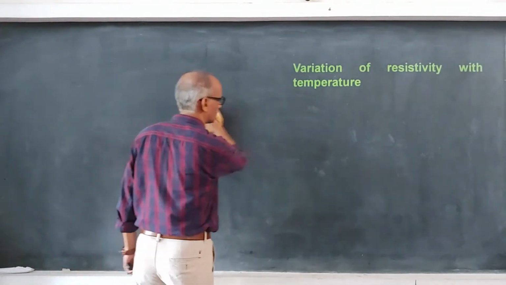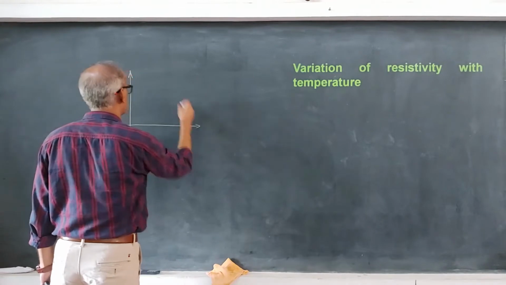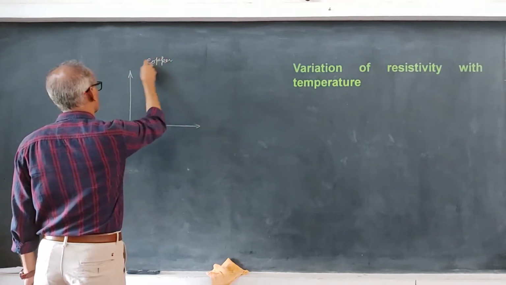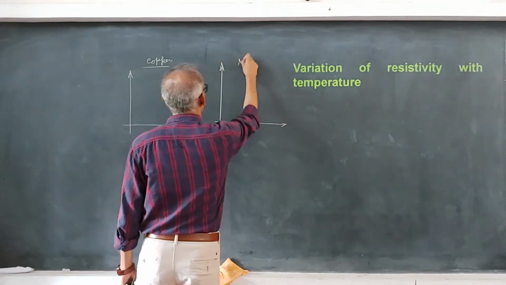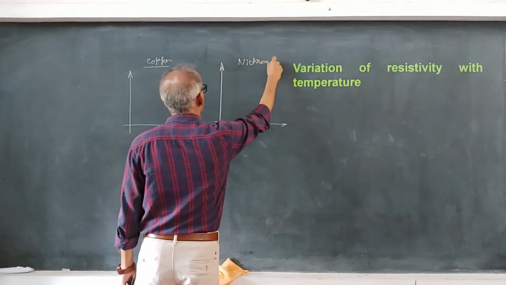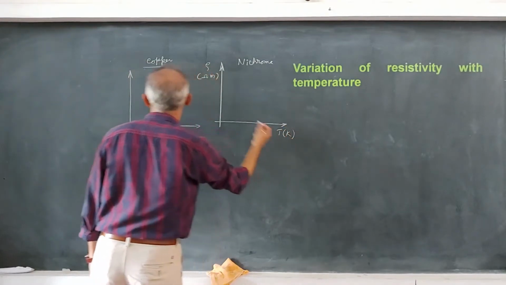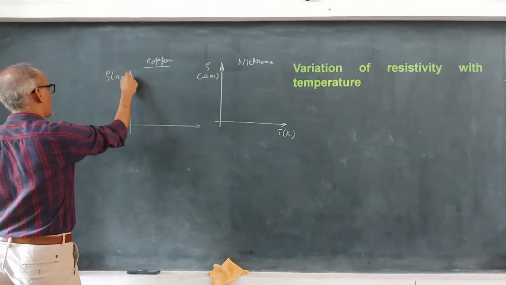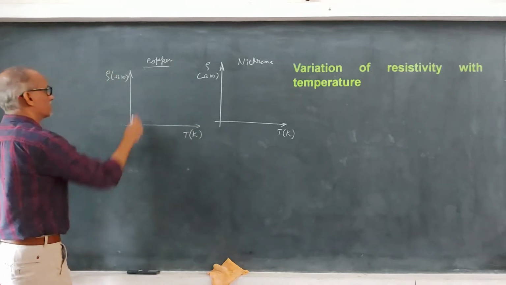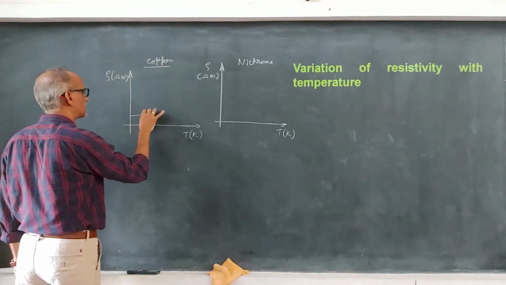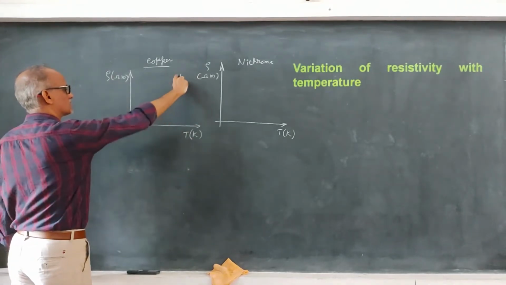So what kind of graph do we get? Suppose I take a material copper, then an alloy called nichrome, then resistivity here in ohm meter, and this is the temperature in Kelvin. Here also resistivity in ohm meter, and this is the temperature in Kelvin. Then in the case of copper, we get a non-linear graph like this. This is how the variation goes. That means increase in temperature increases the resistivity.